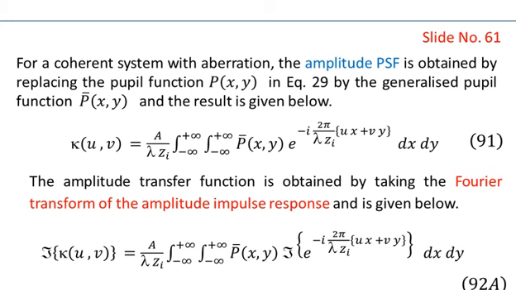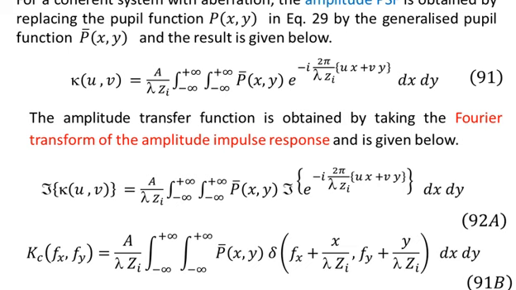So kappa of uv is equal to A over lambda zi double integral, and you know that we have here P bar rather than P because we now want to include the aberrations into our system. And P bar of xy multiplied by e to the power minus iota pi over lambda zi, and within the curly bracket we have u into x plus v into y, and the integration is with respect to dx and dy as given in equation number 91. The amplitude transfer function is obtained by taking the Fourier transform of the amplitude impulse response and is given by.